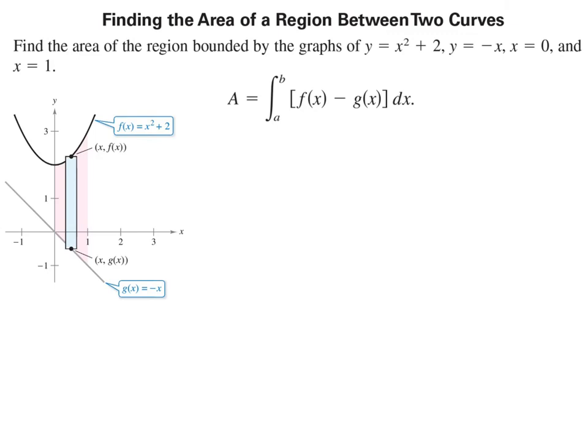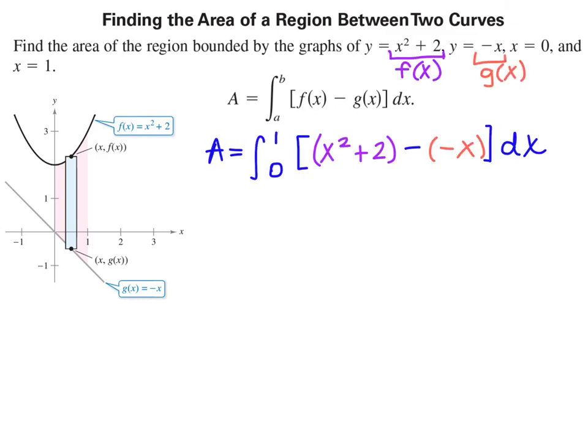So in this case, I know that the top one, or my f of x, is going to be the x squared plus 2, because from 0 to 1, that one right here, the x squared plus 2, is taller than the y equals negative x. So I'm going to take this idea and plug in what I have and see what I get.